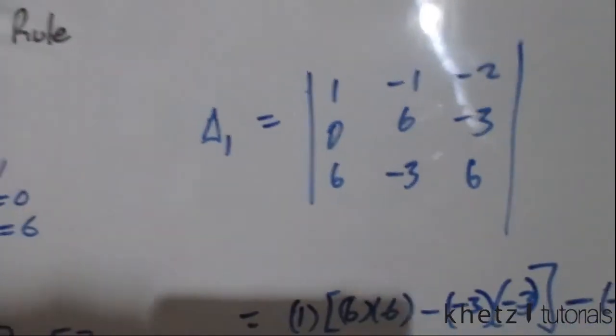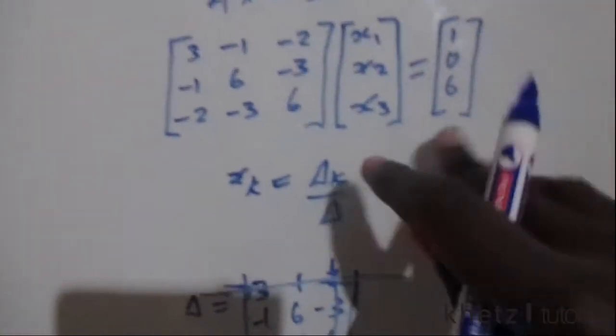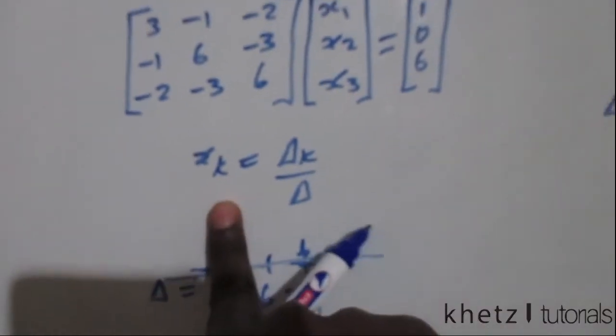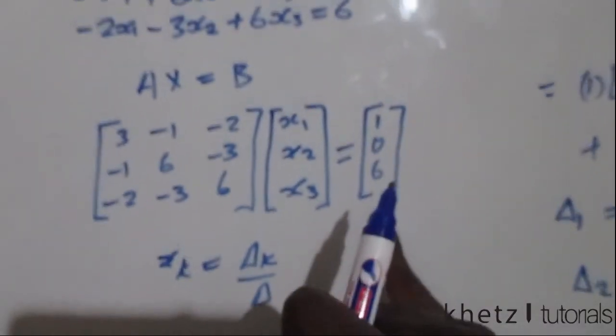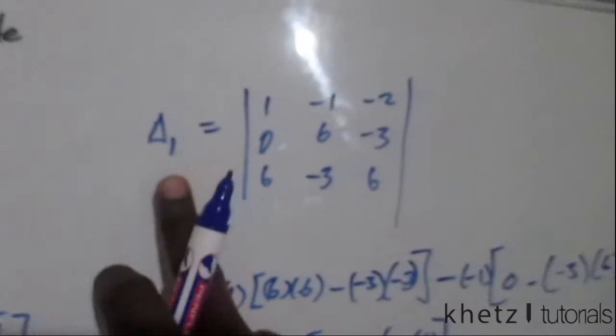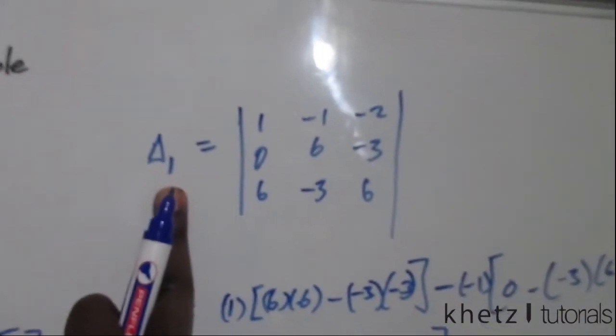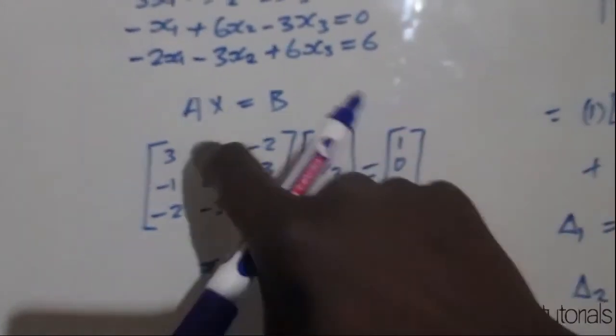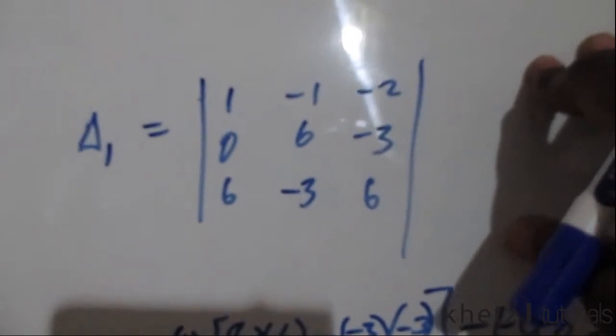Right? Moving on to find determinant 1. So basically, as the rule says, the subscript matches where you actually put the B column. So the subscript here is 1, so we're finding the determinant 1. So we move this B column to the first column of the A matrix. That is basically what I did here.